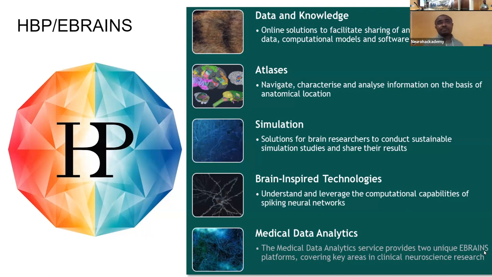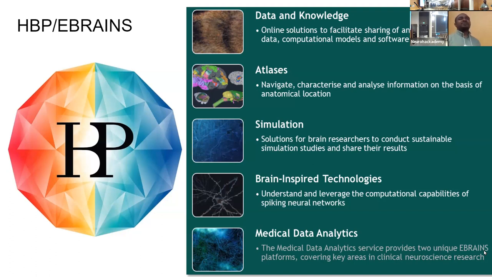There is a data and knowledge service, where you can share your data, where you can also find data sets. There are over 1,000 data sets available from different organisms, animal, Homo sapiens. We also offer atlas services. Simulation services, there are lots of simulation services that we offer. And also brain-inspired technologies. I know maybe many of you will know about spiking neural networks. So we have SpiNNaker and other technologies available through EBRAINS, and also medical data analytics. So there are lots of services that you can access on EBRAINS.